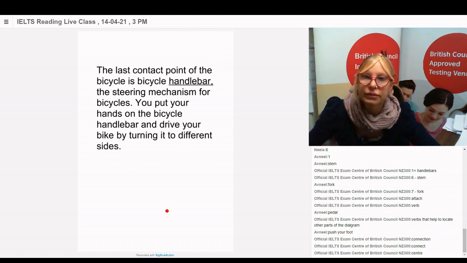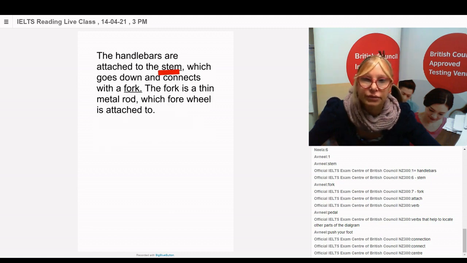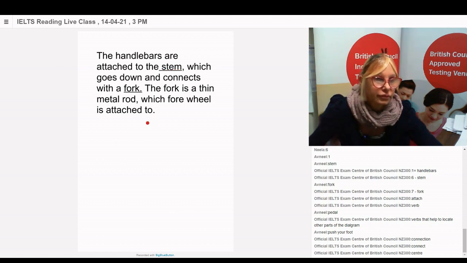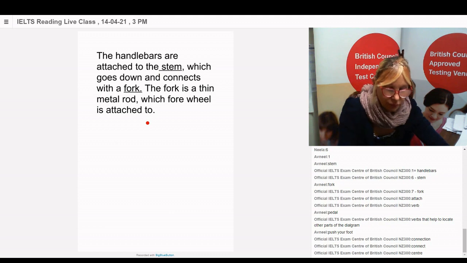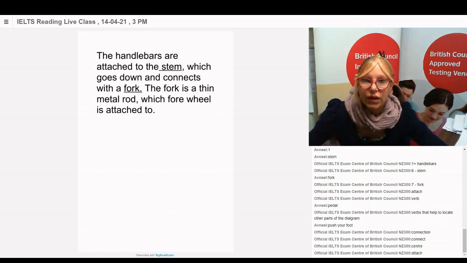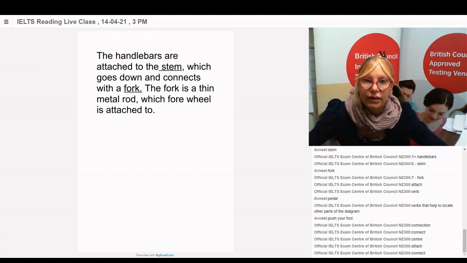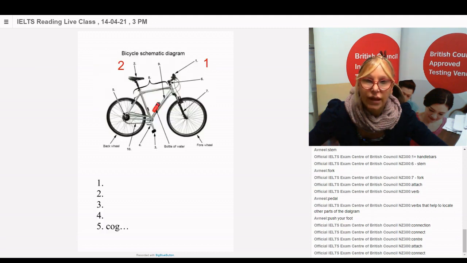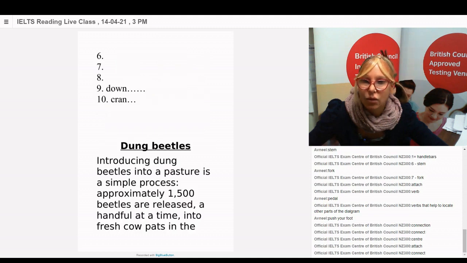Okay, what about the next page? What word do we see there to help us? Attached, right? Attach and connect. Connects. Yes. So those are the common words that have been used in the description of the bike and what parts belong where.